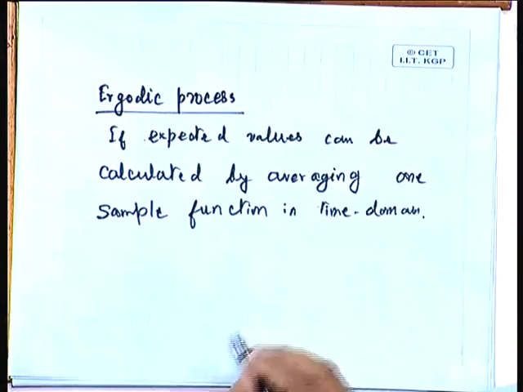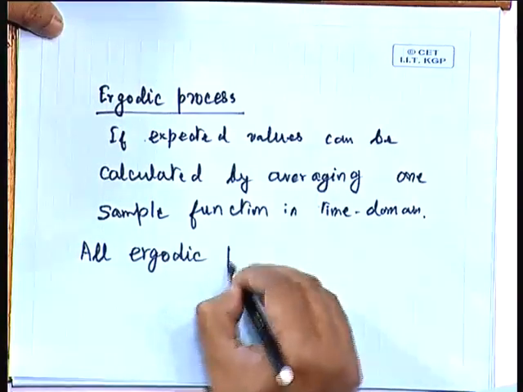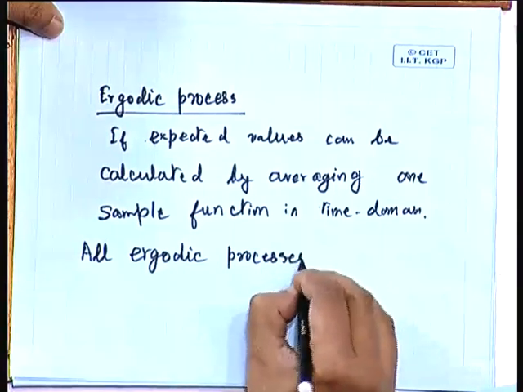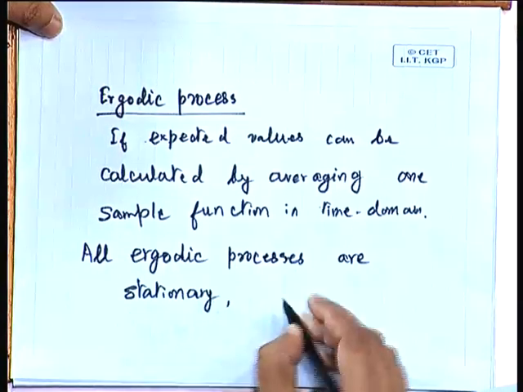Now, can you tell me, is an ergodic process a stationary process? Yes or no? Definitely yes. All ergodic functions are going to be stationary, because in this case you are saying that using one sample function in time domain itself you can calculate the expected values. So, all ergodic processes are stationary, but all stationary processes are not ergodic.